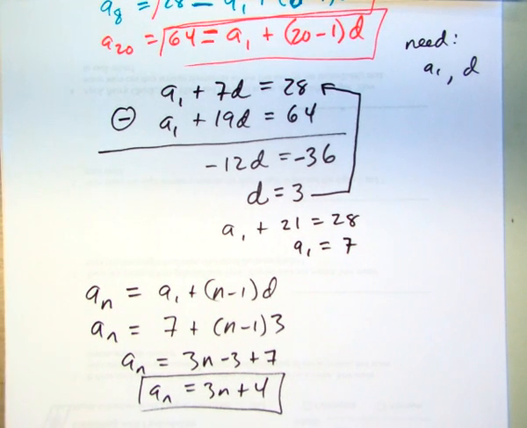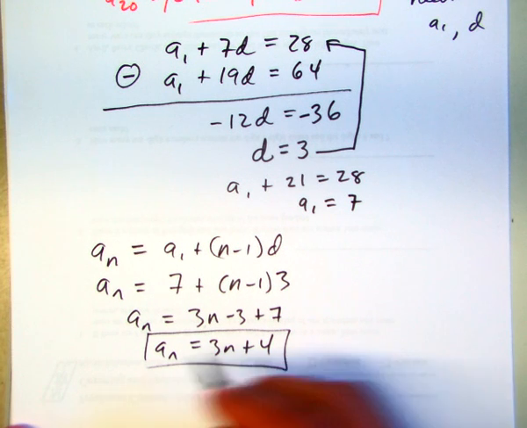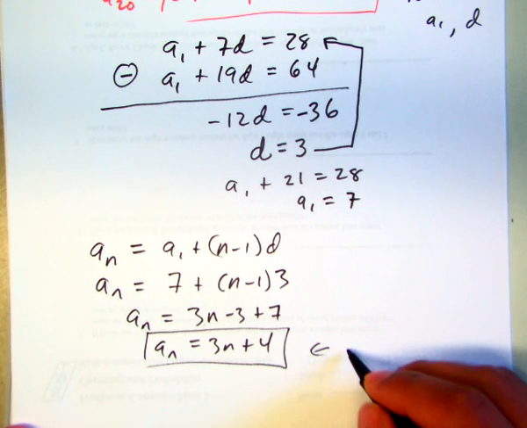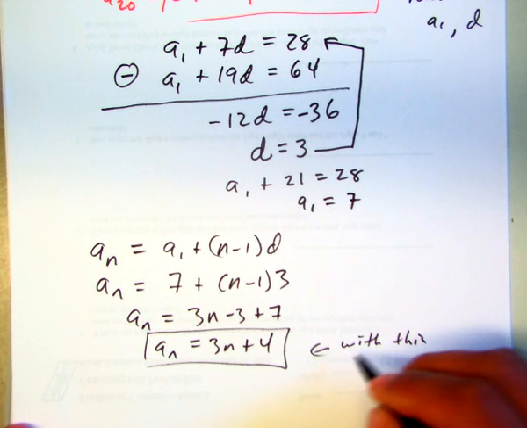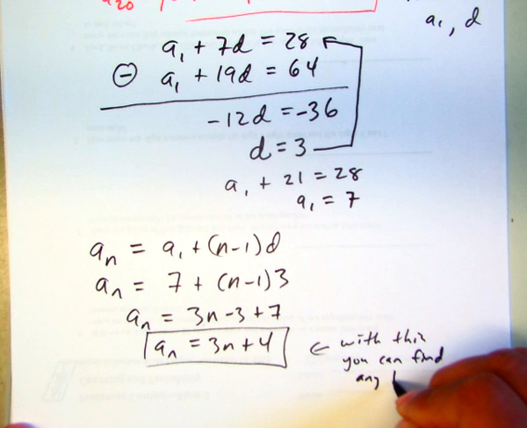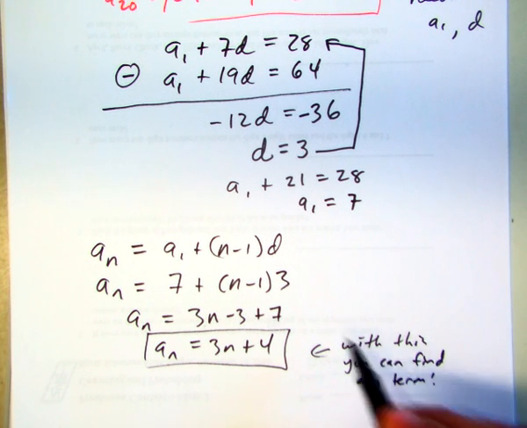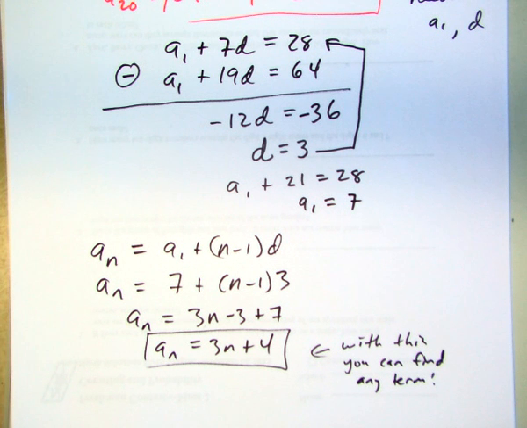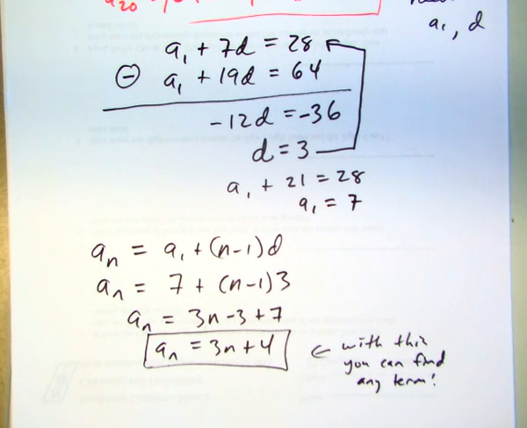So maybe they ask you to find something else. With this, you can find any term now. So if they ask you for the 1,000th term, just plug in 1,000 and add 4 and you're done. Okay? But the most important thing is knowing what that general rule is. Okay.